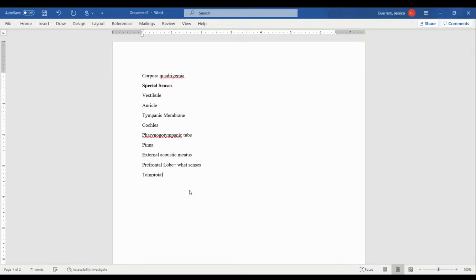Temporal lobe. And what sense? Parietal. And there is a breakup of this in the notes. Parietal lobe, what sense? And I already said that. Okay. Let's see.